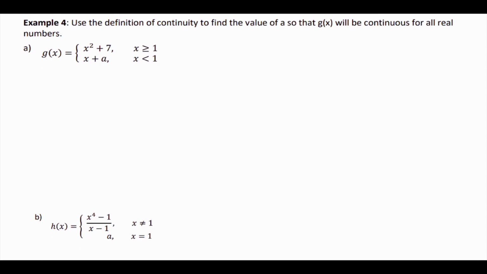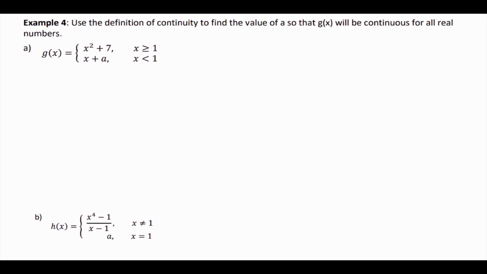That's the difference. In the previous example, we were just checking to see if it was continuous. Now what we have to do is a little bit different. It is continuous, but we just have to figure out which value goes in A to make it continuous, right? Okay, so first thing we have to do is decide for A.